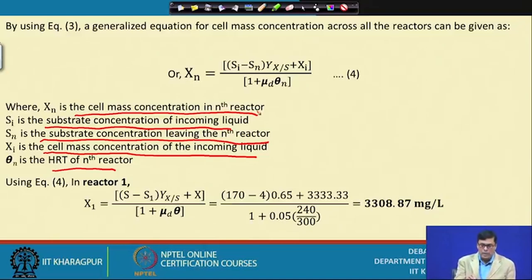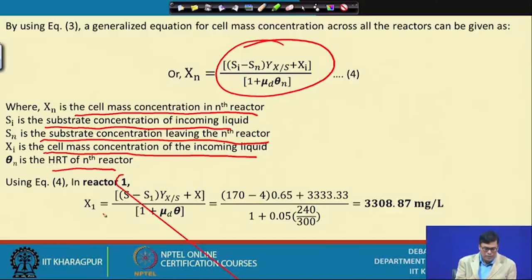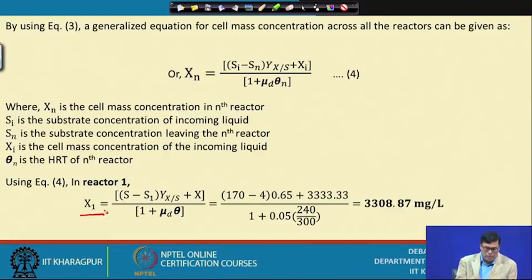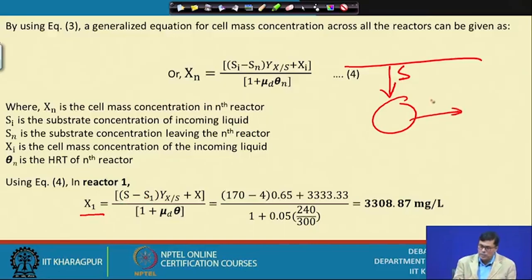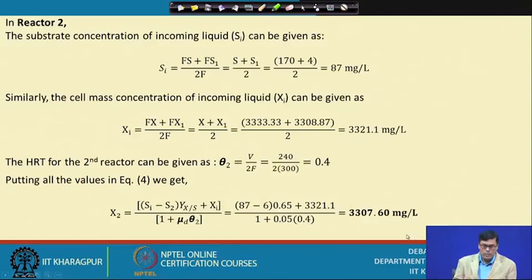So, after writing this generalized equation, now we can consider the first reactor. In the first reactor, x 1 is equal to this. The S is coming in with the main stream, and S 1 is going out, like from this. This is the number 1 reactor. I can write that this is x, the value of x in the incoming liquid, and 1 plus mu d into theta. So, if you put all these values, we can find out the cell mass concentration here, like this.